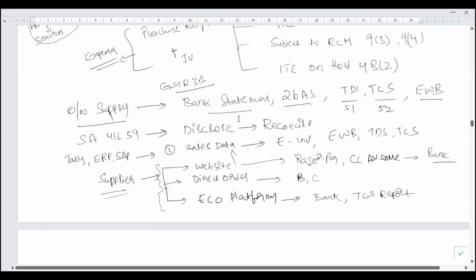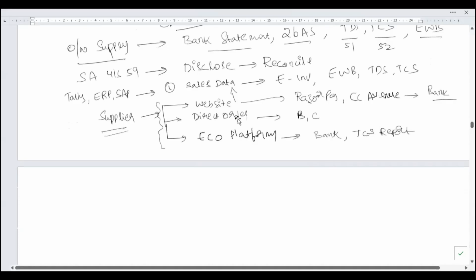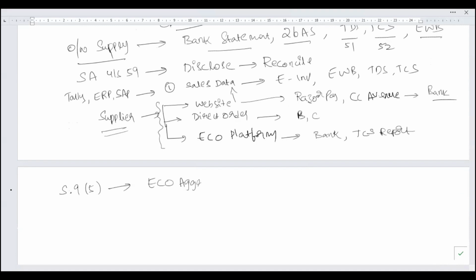Now, when I'm talking about this, there's one provision under GST law called Section 9, subsection 5. Section 9, subsection 5, where the e-commerce operator or e-commerce aggregator has to collect and pay tax directly to the GST authorities.